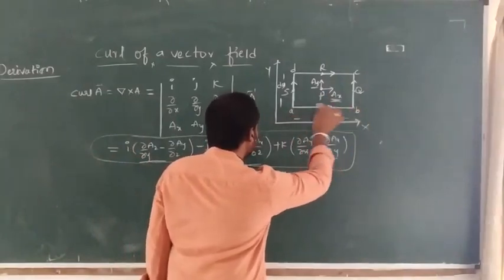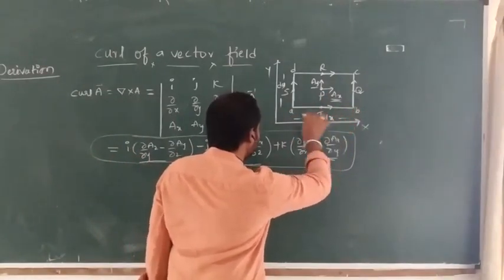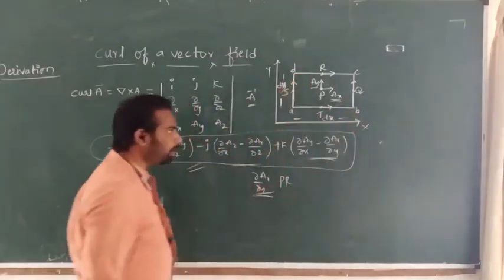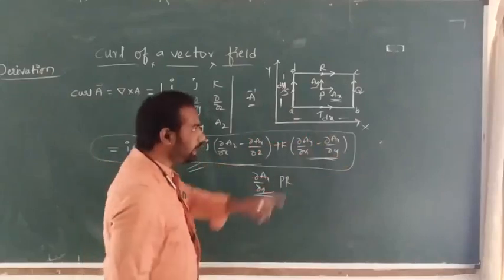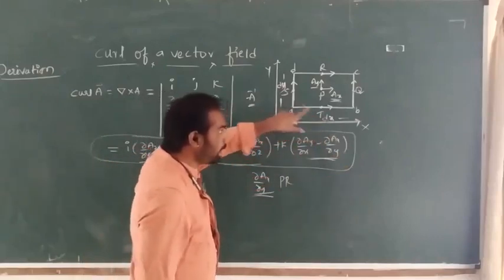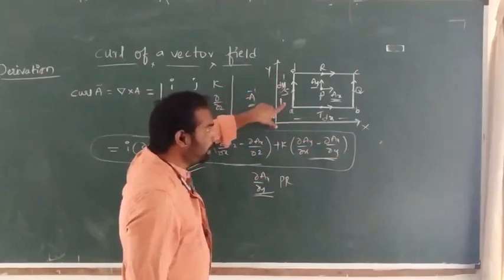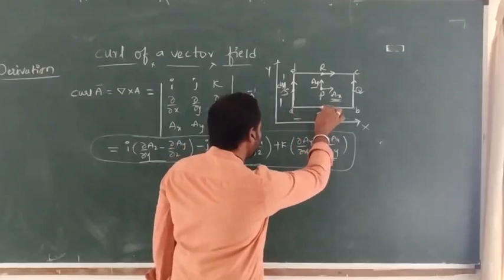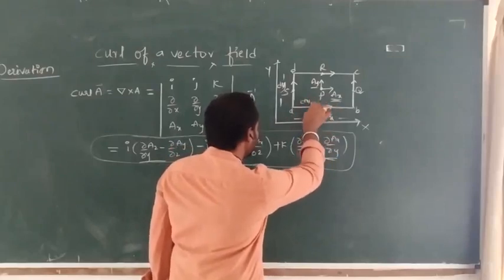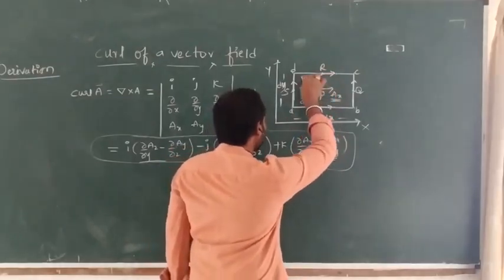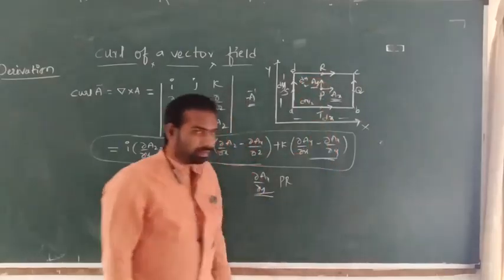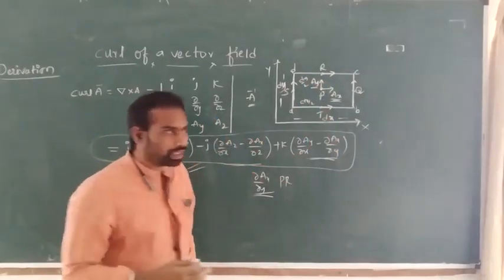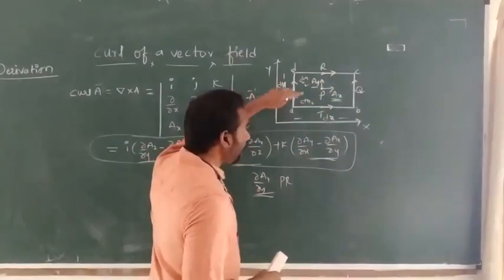See here, the length of the rectangle ABCD is dx and the breadth is dy. From A to the midpoint T the value is dx by 2, and from P to R the value is dy by 2, because the total length is dx, half of it is dx by 2, and the total breadth is dy, half of it is dy by 2.